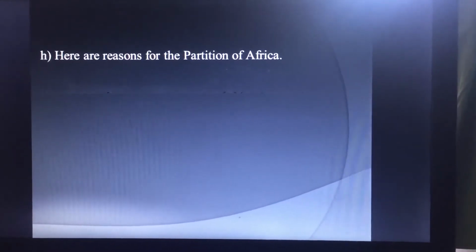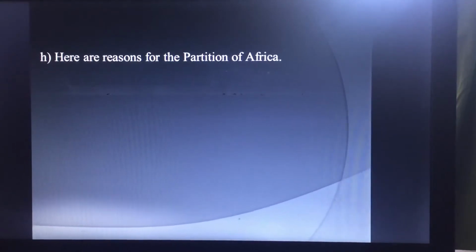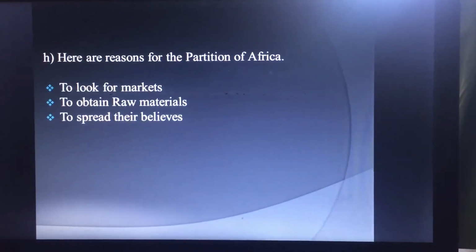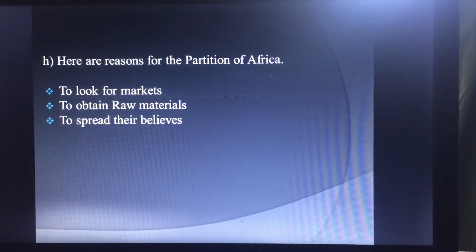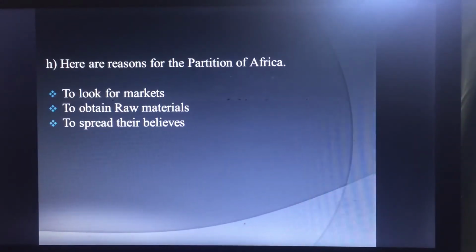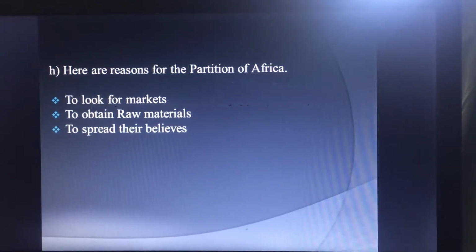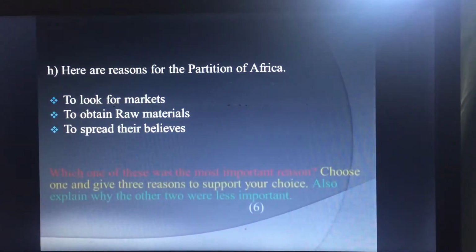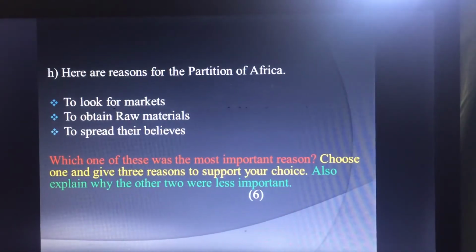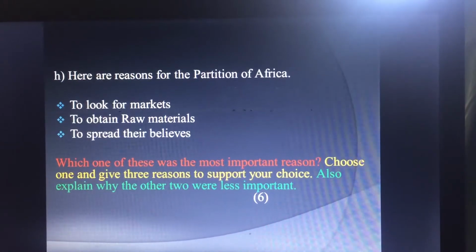It says, here are reasons for the partition of Africa. It's an H question. And then it gives you 3 choices: to look for markets, to obtain raw materials, and to spread their beliefs. Those are the reasons for the partitioning of Africa. Then the question comes in red: which one of these was the most important reason?